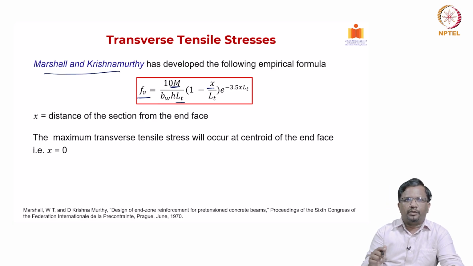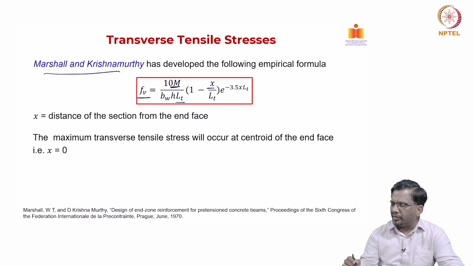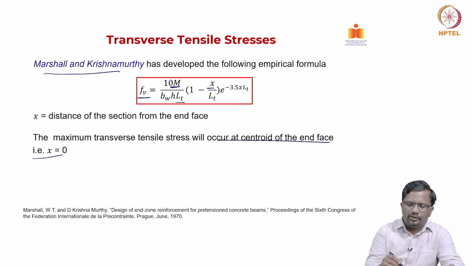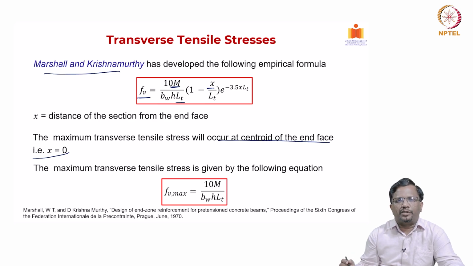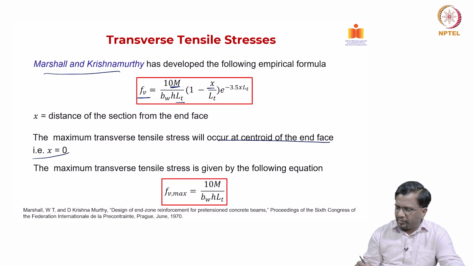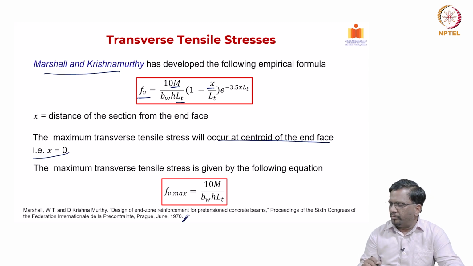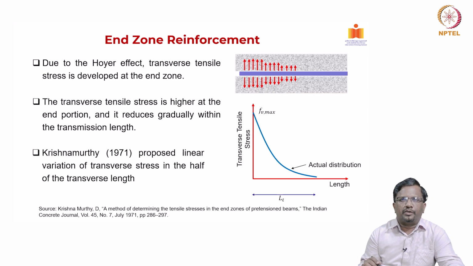Okay. So, if you see, the maximum transverse stress will occur at the centroid of the end face, that means at x is equal to 0. If you put x is equal to 0, you will find that it is going to be 10 M divided by Bw into h into Lt. So, this is how you find the expression for maximum transverse tensile stress, and more details are given in this particular paper, which is a very old classical paper.